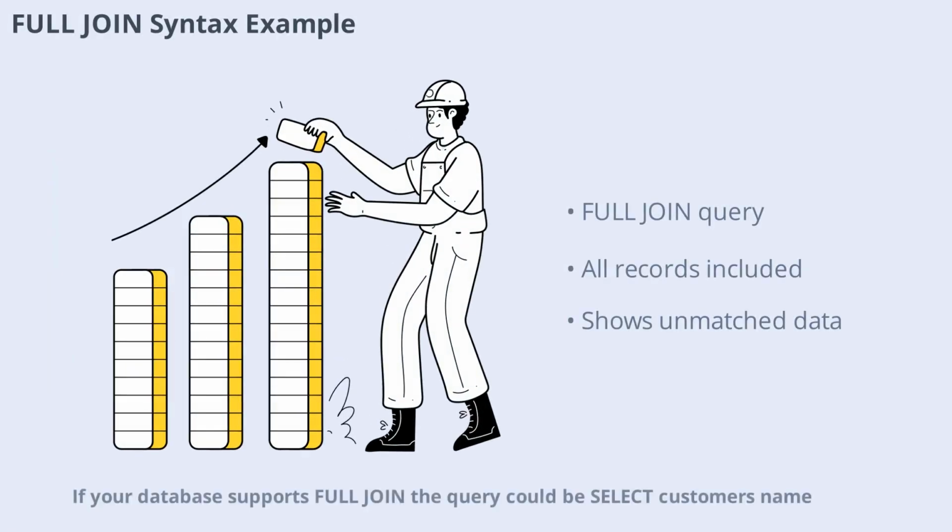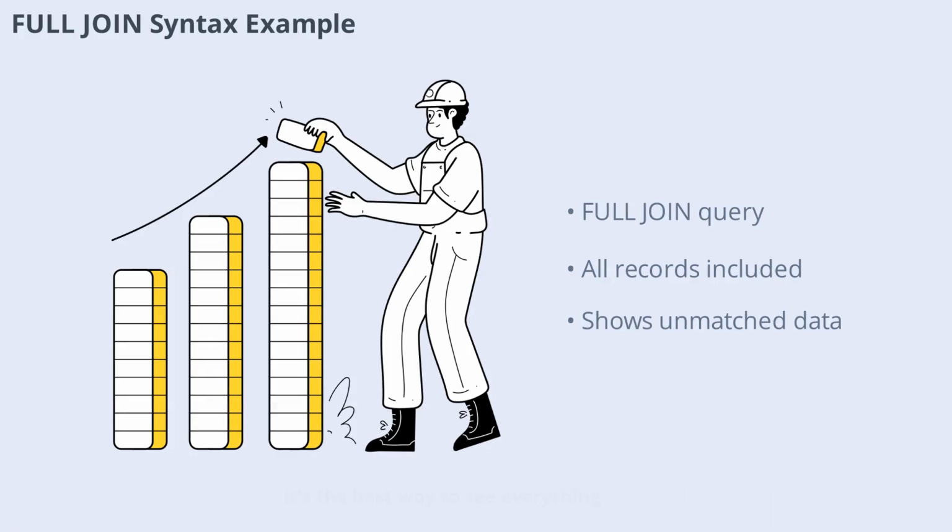If your database supports full join, the query could be: SELECT customers.name, orders.amount FROM customers FULL JOIN orders ON customers.id = orders.customer_id. This returns all customers and all orders matched where possible. It's the best way to see everything, including unmatched records from both tables.